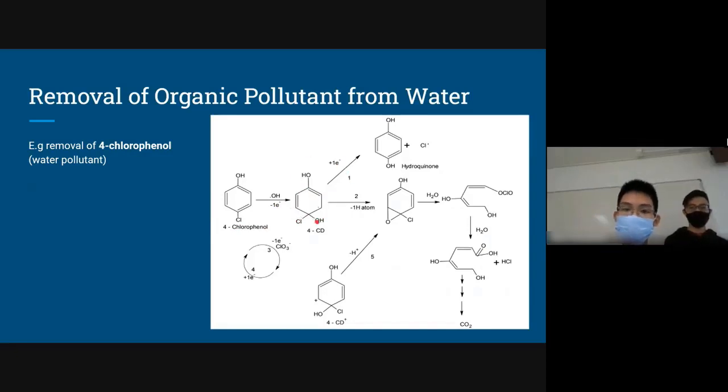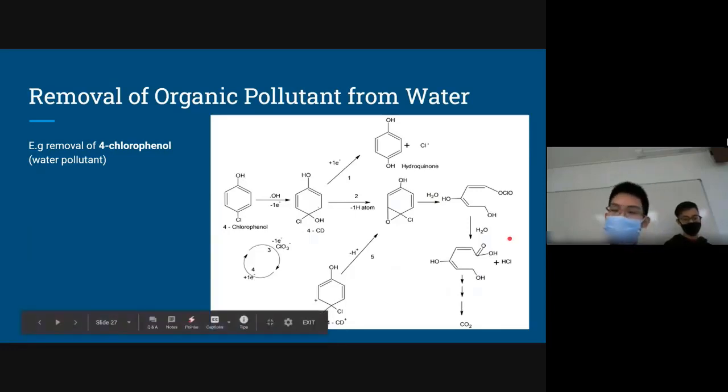Then you'll generate this, called 4-CD. Then from this part to here is actually a recombination reaction where the electron hole recombines with the electron to form a hydroquinone. But that's not what we want. In the second step, it actually involves a homolytic cleavage. So the one electron from this OH joins up with the lone electron over here to form a bond, to form your epoxide, and then the H atom is just lost. From this point onwards, it's wrong already. But eventually, if the diagram is drawn correctly, after a range of reactions, you'll eventually form CO2, which is not organic anymore.